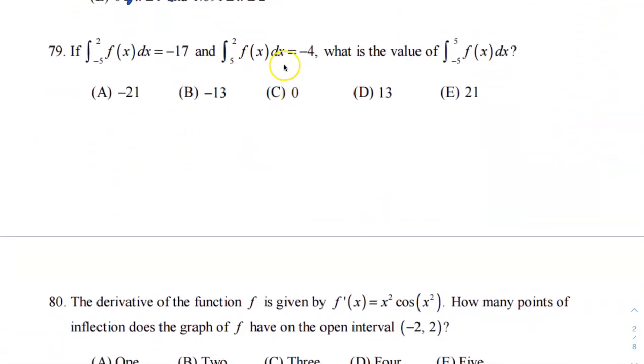Oh, this is a joke. If the integral from -5 to 2 of f of x equals -17, and the integral from 5 to 2 of f of x equals -4, what's the value of the integral from -5 to 5? These are some of my favorite questions. Right, we gotta add these two, we gotta combine these two integrals to get that integral.